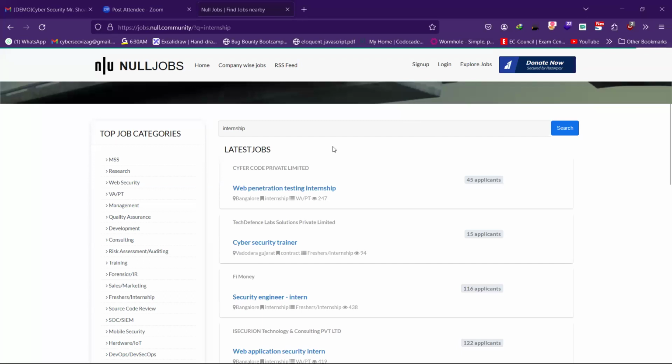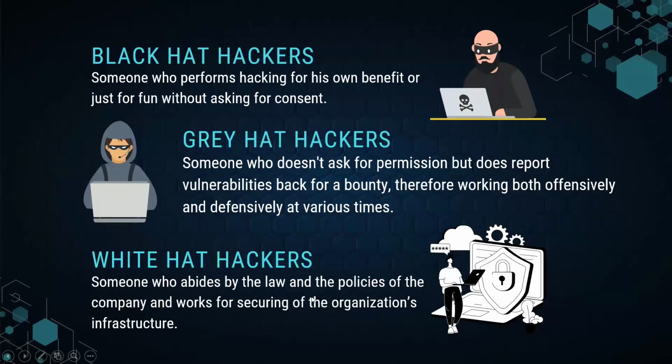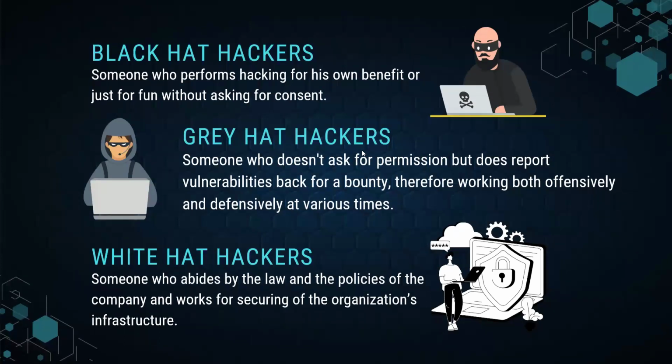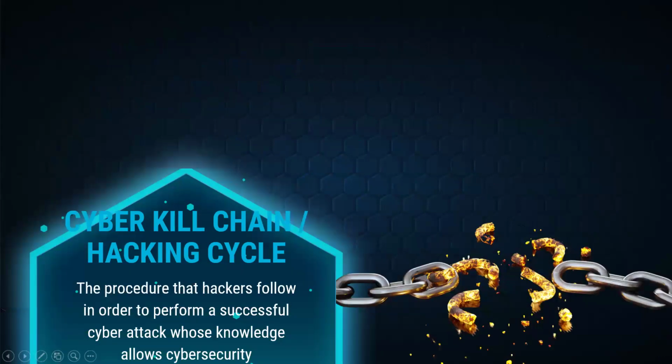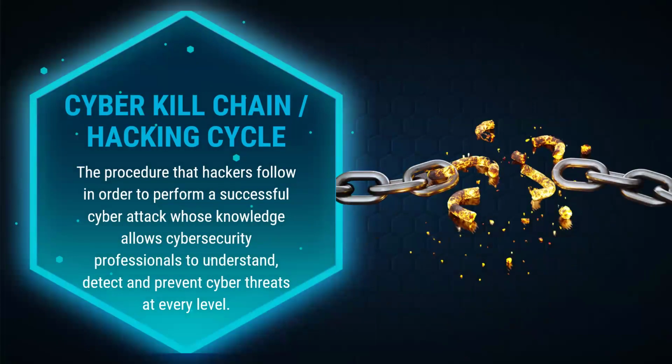Now, coming back to this, as mentioned, these are the different categories of hackers. These people perform hacking or ethical hacking in a certain procedure. That procedure is called the cyber kill chain, or some organizations also call it the hacking cycle. This is the procedure that hackers follow in order to perform a successful cyber attack. The same knowledge of this procedure allows cybersecurity professionals and ethical hackers to understand these cyber threats, detect them, and prevent them at every level of the organization. So this is the same procedure followed by both hackers and ethical hackers in order to attack or prevent cyber threats.